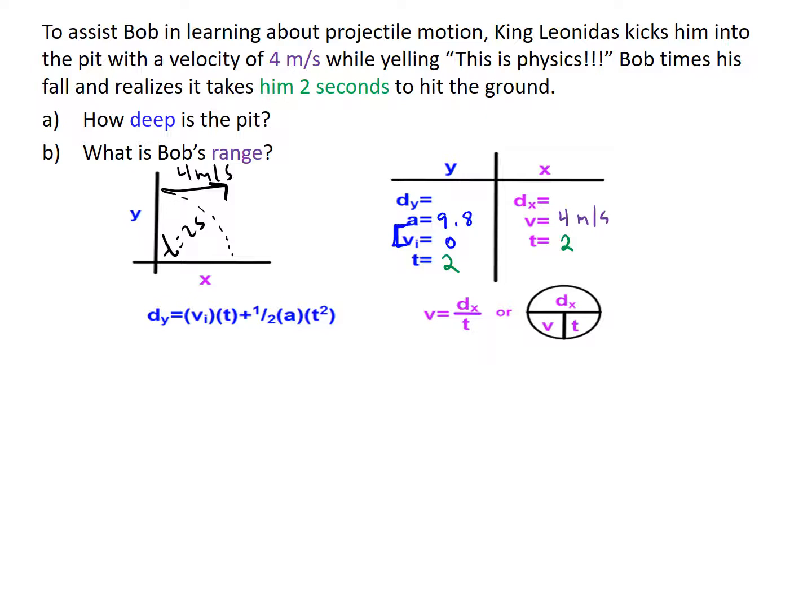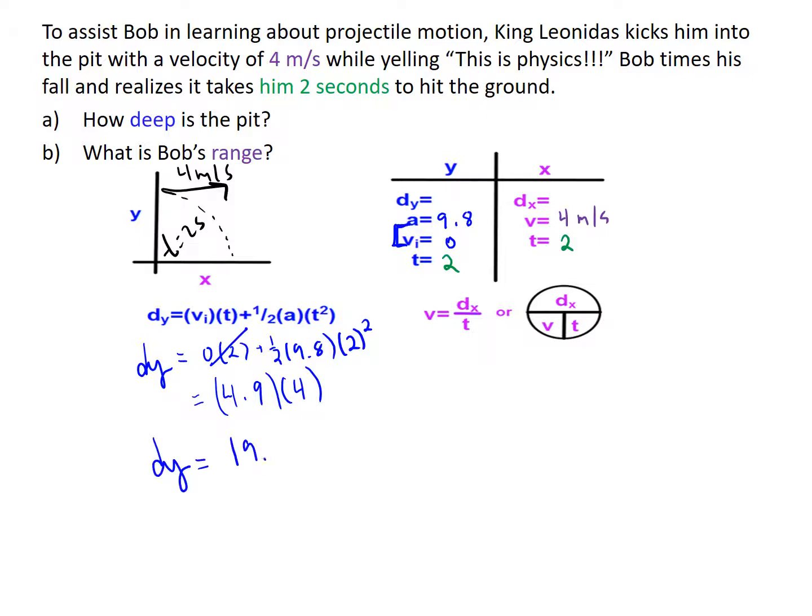Okay, so let's look for the first one. How deep is the pit? So we're looking at the y component, dy. So initial velocity is 0 and time is 2 plus 1/2 9.8 2 squared. So here we can cross this out because we know that 0 times anything is 0. 1/2 times 9.8 is 4.9, and 2 squared is 4, so 4.9 times 4. So my height, or how deep the pit is, is 19.6 meters. So I can put that here, 19.6 meters.